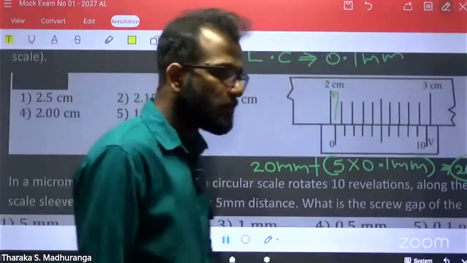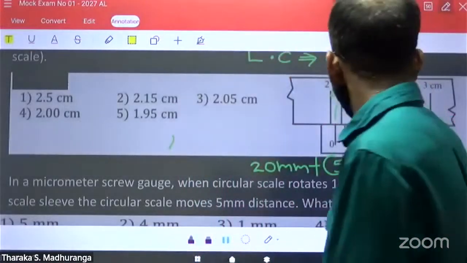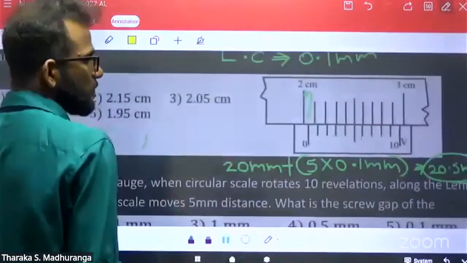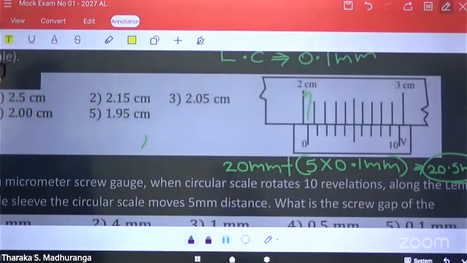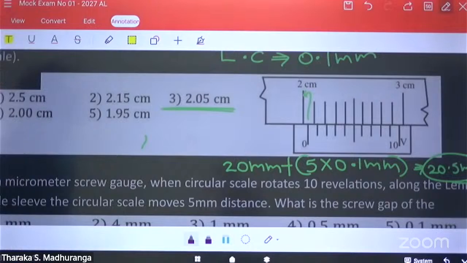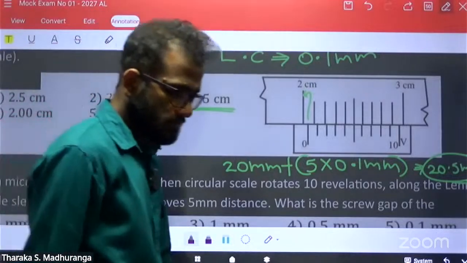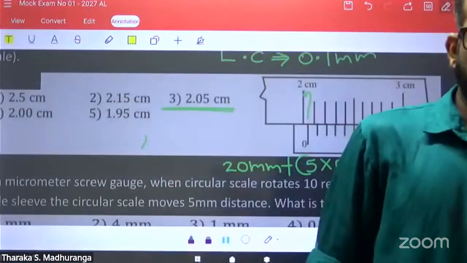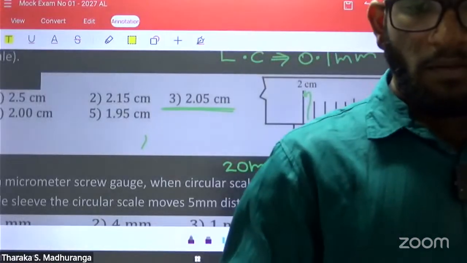You can convert into centimeter by dividing by 10. 20.5 millimeter, that means 2.05 centimeter. 2.05 centimeter. Answer number 3.